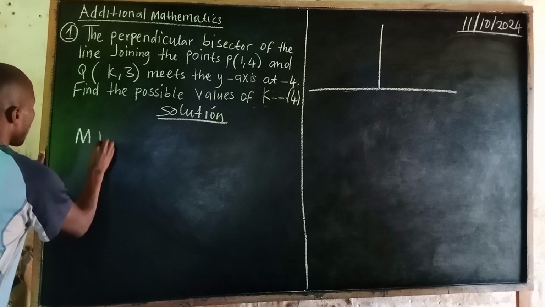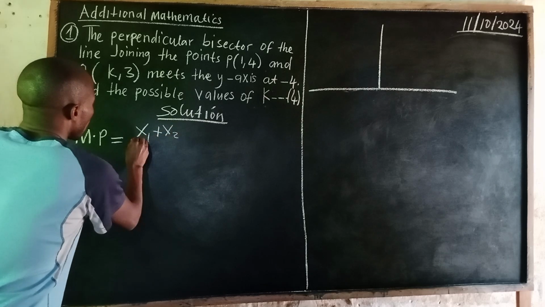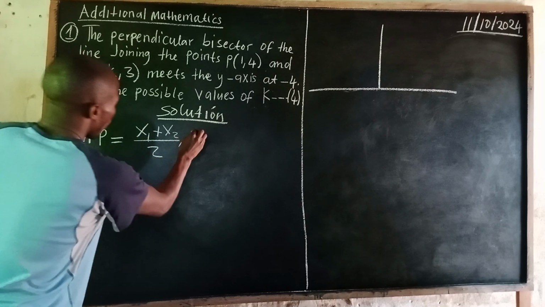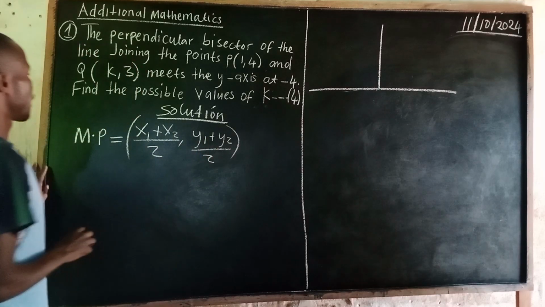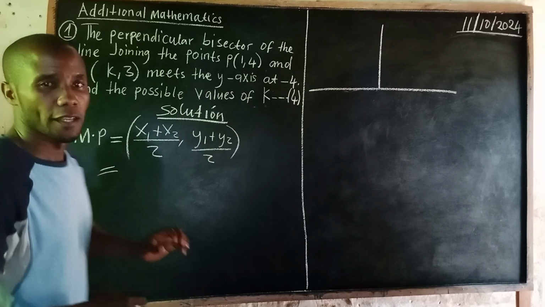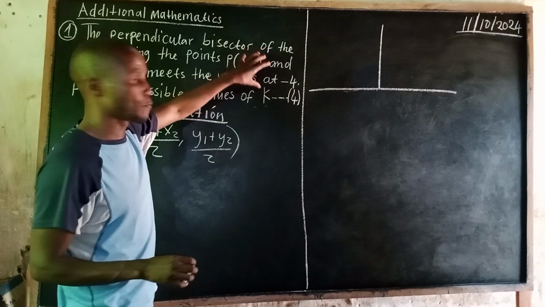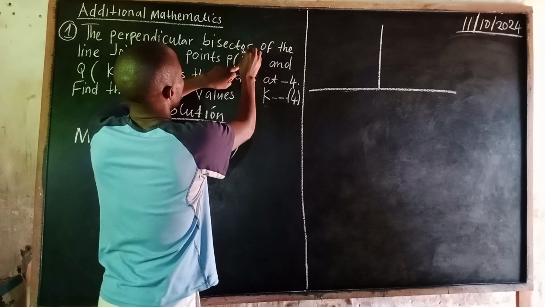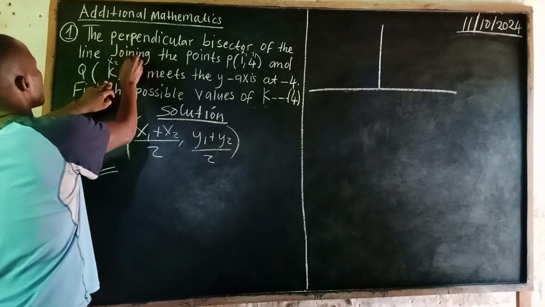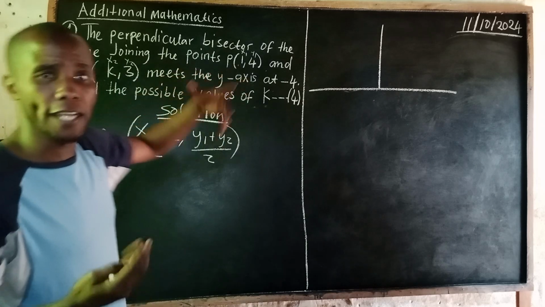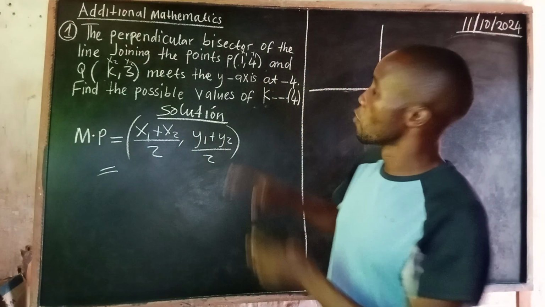The midpoint is equal to ((x1 plus x2) over 2, (y1 plus y2) over 2). You open and close the bracket. Then you are going to substitute according to the coordinates that you have there. So now we are going to name these coordinates, starting with P. This is x1, this is y1. Then for Q, this is x2, and this is y2. Now that we have identified x1, y1, x2, y2, we are now going to substitute those values.